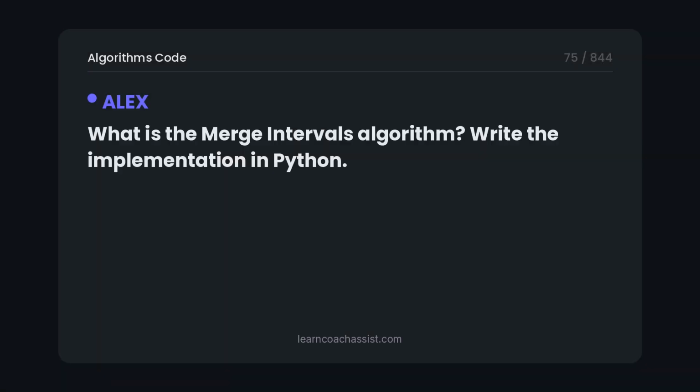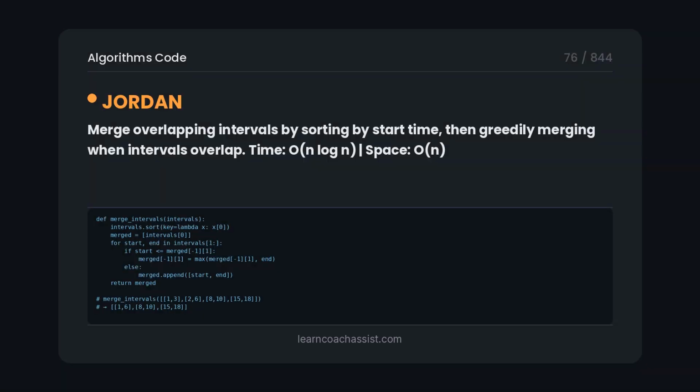What is the merge intervals algorithm? Write the implementation in Python. Merge overlapping intervals by sorting by start time, then greedily merging when intervals overlap. Time O(n log n), space O(n).